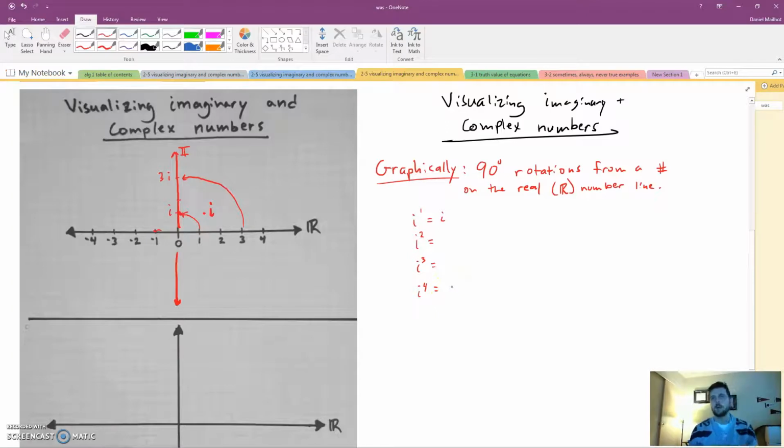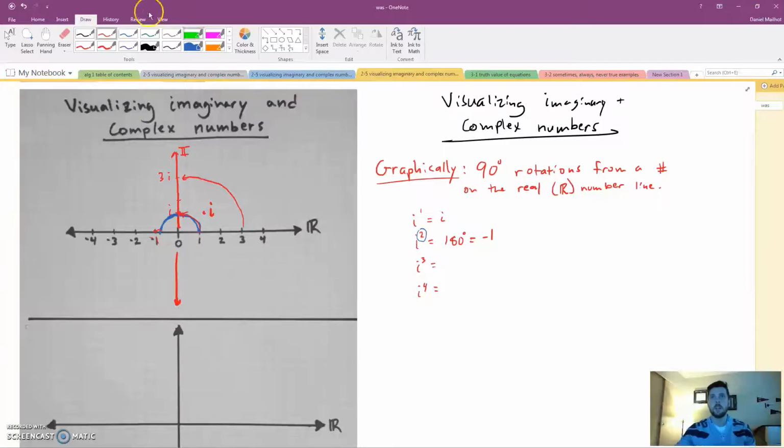Let's look at how that shows up on a graph, though. We already said 1 times i, that's first, is i, that's right here. i squared, well, that would be two 90-degree rotations, right? 2 turns. And look at what that would be on your graph. Let's start at 1. Let's use a different color. Here's one 90-degree rotation times i, and there's your other one. 2 of them. 2 rotations. And what do we get? Well, look at where we landed. -1. We landed at -1.